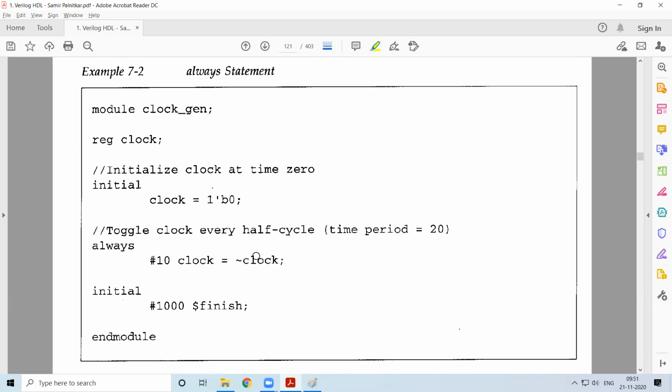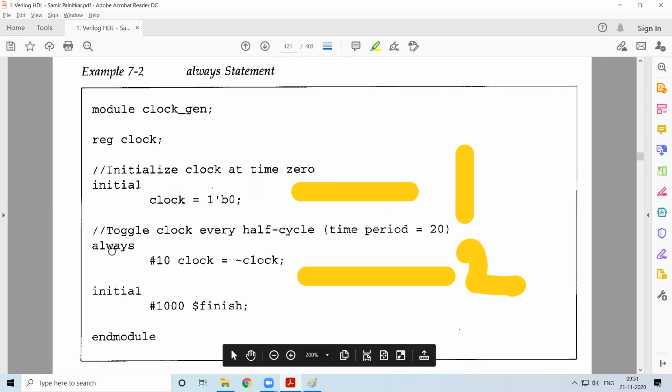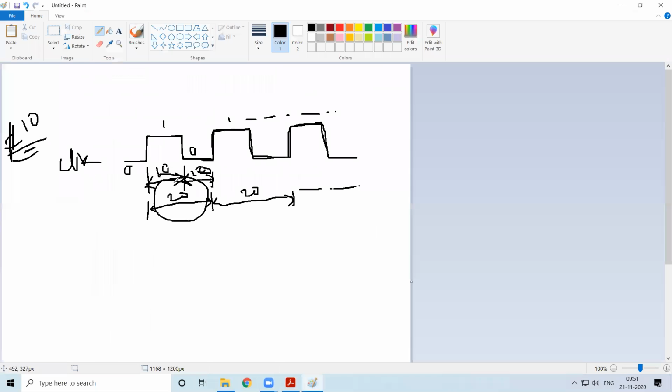In this case, there is one important thing we should note down. As specified, let me call this the first block, which is related to initial, and let me call this one, which is related to the always. And there is another one, another initial. So if this is the case.